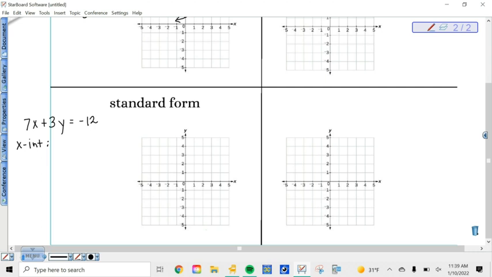The x-intercept is somewhere on the x-axis, right? So what would be the y-coordinate of the x-intercept? Yeah, 0, right? It has to be on the x-axis, so it can't be up here or down here at all. So the y-coordinate is 0. So in order to find the x-intercept, we're going to plug in 0 as our y, okay?